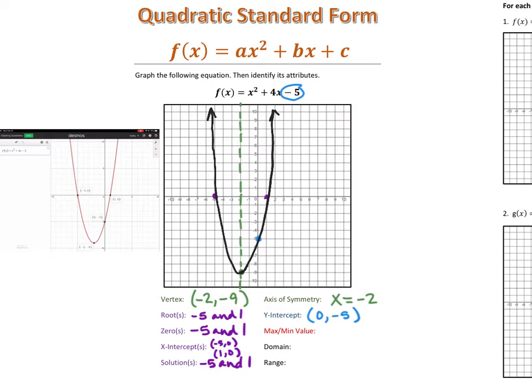Now that I see it on my paper, I can tell that this does not have a maximum, it has a minimum value. And that minimum, the lowest it goes, is -9. And the domain, since it never stops on the left or the right, is all real numbers. And the range, since it has a minimum value, all of the y values are going to be above, because -9 is the smallest, so it all should be above -9.